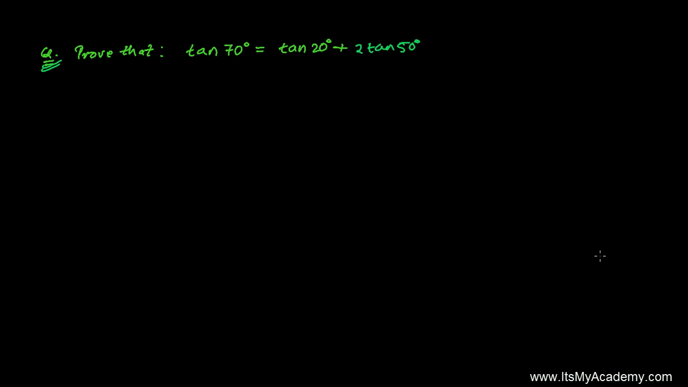From the last few videos, we're learning to deal with different types of questions based on trigonometric ratios of the sum and difference of two angles. And here we have another question. Here we have to prove that tan 70 degrees is equal to tan 20 degrees plus 2 tan 50 degrees.